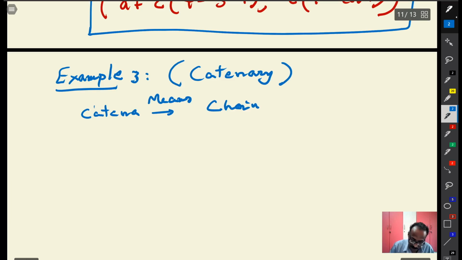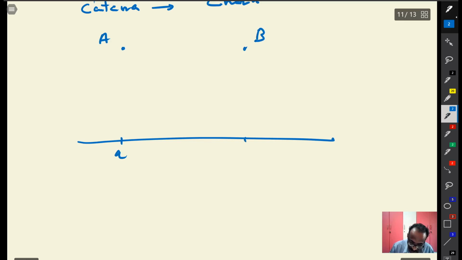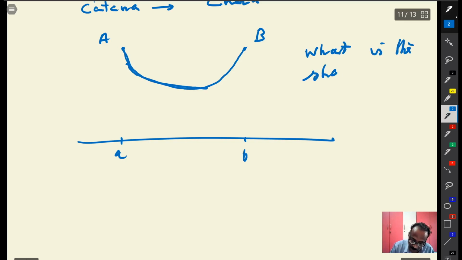Okay, so let me describe the problem. Let me also introduce the coordinates here. You have 2 points, A and B, and you have a chain, and the chain is hanging here. So what is the shape of the chain? The problem is, what is the shape of the chain?